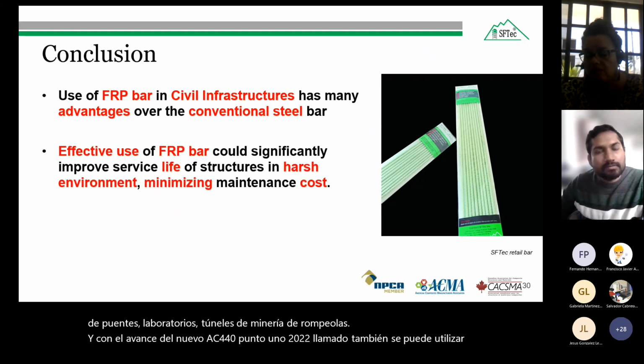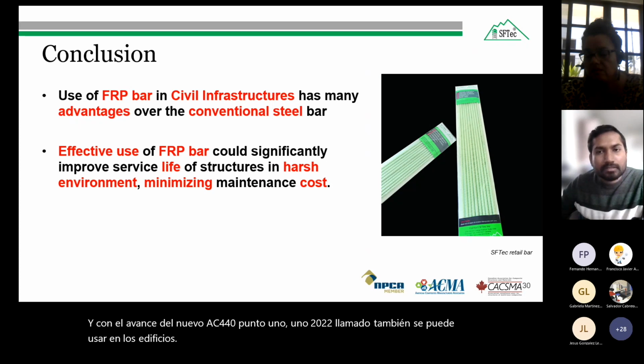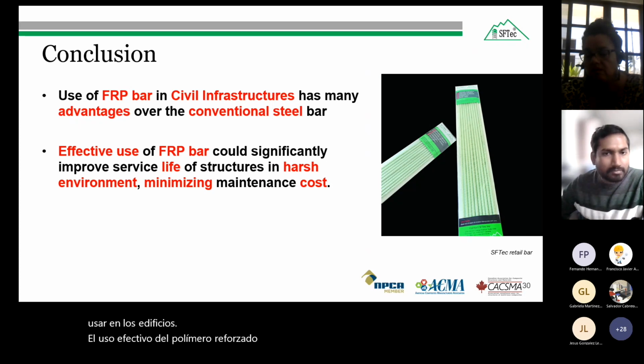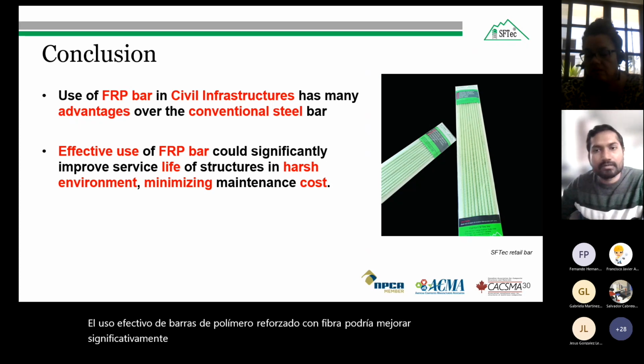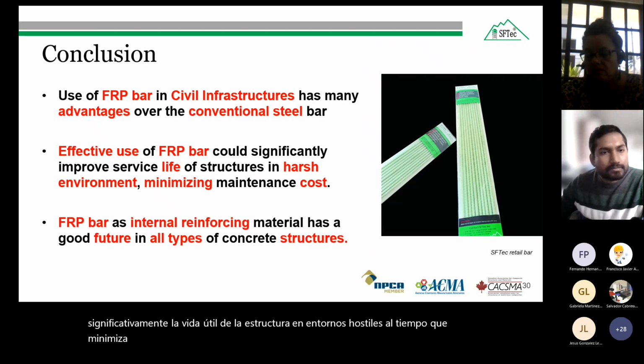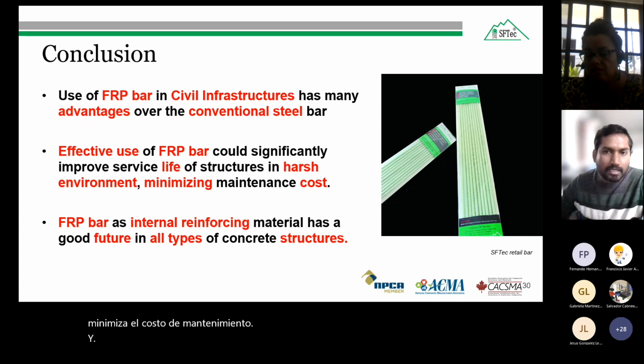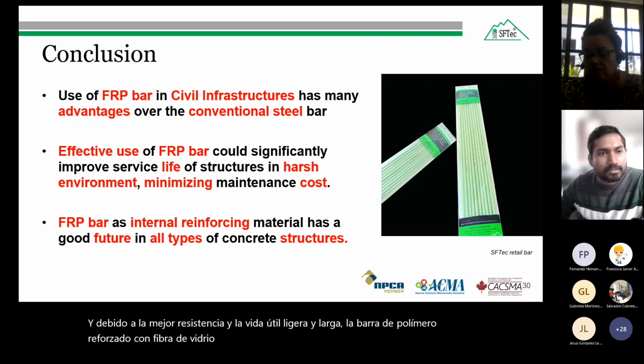The effective use of fiber reinforced polymer bar could significantly improve the service life of the structure in harsh environments while minimizing the maintenance cost. And due to the better strength, light weight and long service life, the glass fiber reinforced polymer bar as an internal bar has a good future in concrete structures.